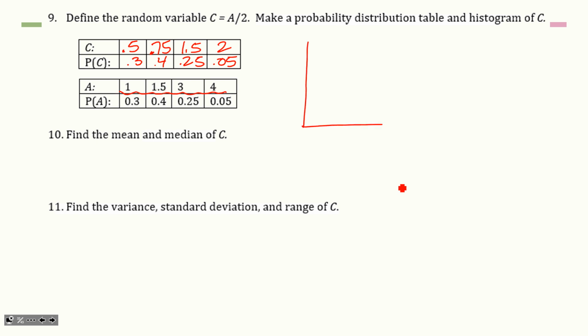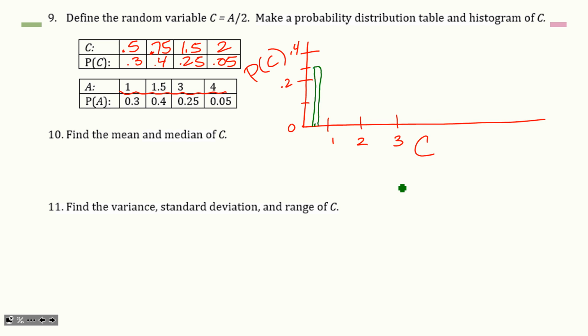Let me make a histogram. So here's my values of C, here's my probabilities of each C, 0.4, 0.2, and if this is like 1, 2, 3, what are my bars going to look like? So I'm going to have a bar at 0.5 that's going to go up to the C value of 0.5, so that's like right here, that's going to go up to a probability value of 0.3. So like that. Now 0.75 is going to go up to 0.4.